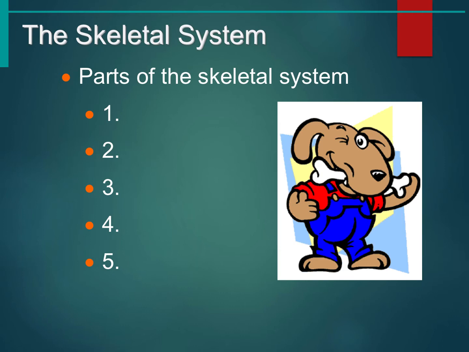Okay, so the skeletal system is made up of several different parts. So obviously bones are the first part. Next are joints, which we'll talk about later.